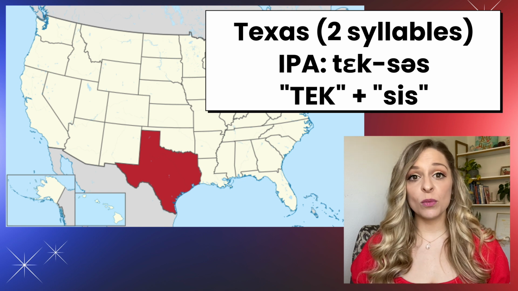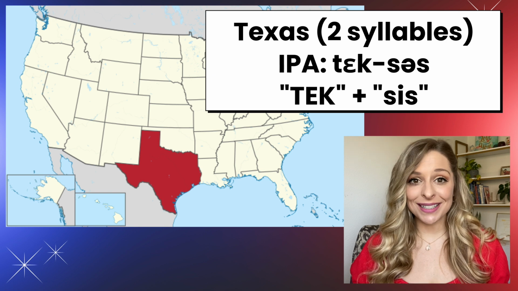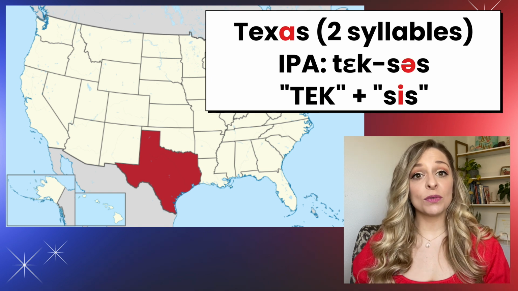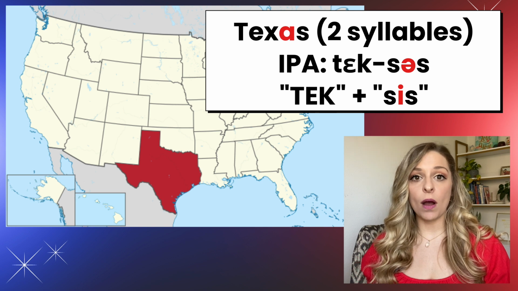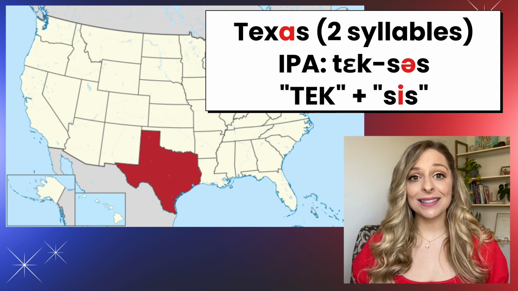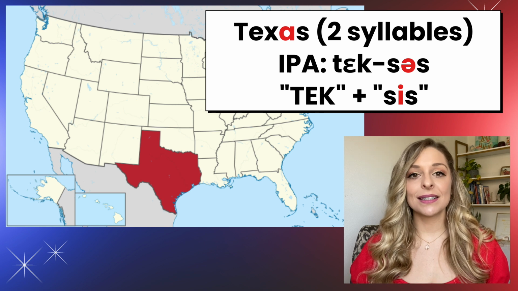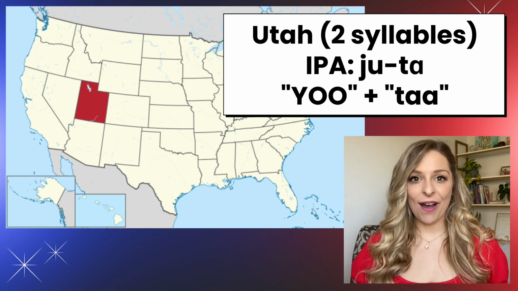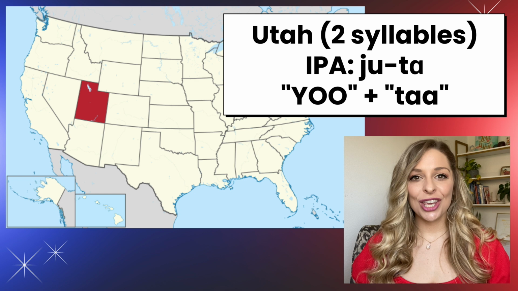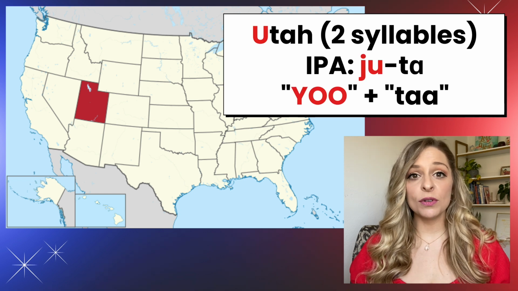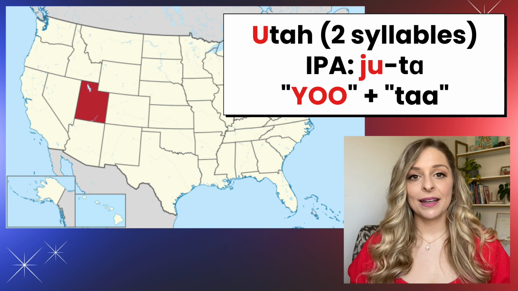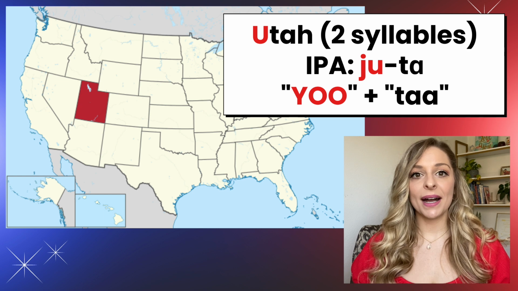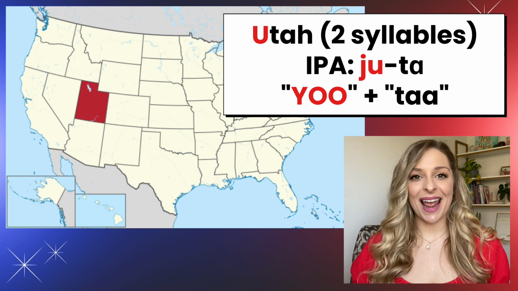Number 43, Texas. This word has two syllables, and since we stress the first syllable, the second syllable will be reduced, so the A becomes a schwa. Texas. Number 44, Utah. This word is two syllables, and we stress the first syllable. Now, the U in this word does not make an uh sound, but a U sound. So we say Utah.